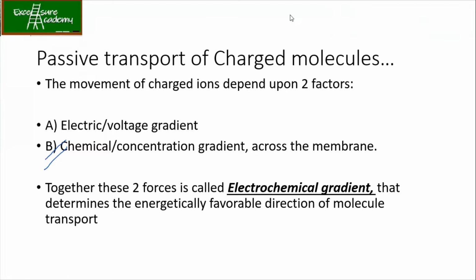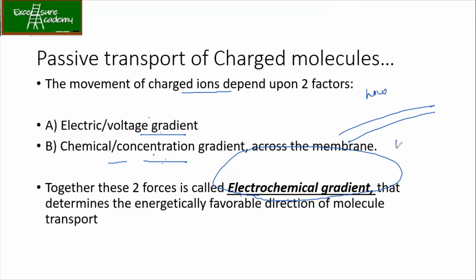Now, passive transport of charged molecules. There are two types, which depend upon two factors for the movement of charged ions: electric voltage gradient or chemical concentration gradient. Both are forming, the chemical concentration and the voltage difference, so it is known as the electrochemical gradient. That determines the energetically favorable direction of molecule transport. Depending on this, the direction of the molecules at low and high will be determined.